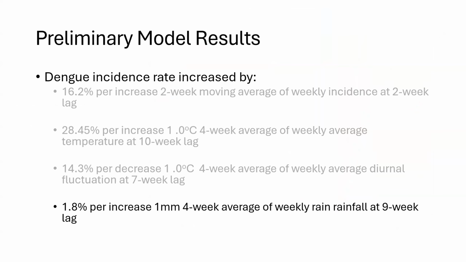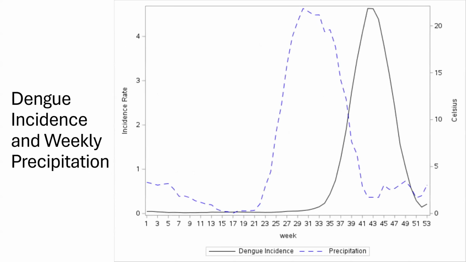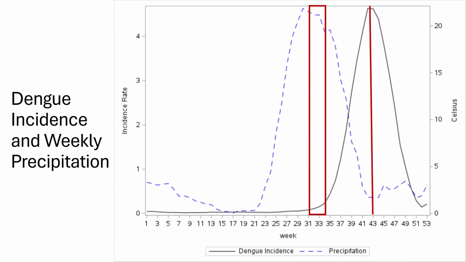And finally, we saw with precipitation that for every millimeter of precipitation increase over a 4-week average at a 9-week lag, there was a 1.8% increase in dengue. Now, this seems really small, but 1 millimeter is not a whole lot of water. So if you look at that as centimeters of rainfall, that's an 18% increase in dengue per centimeter of rainfall. And so yet again, visualizing that, if we look at week 43 here, this is saying that the increase in precipitation between weeks 31 and 35 corresponds with an increase in dengue incidence.